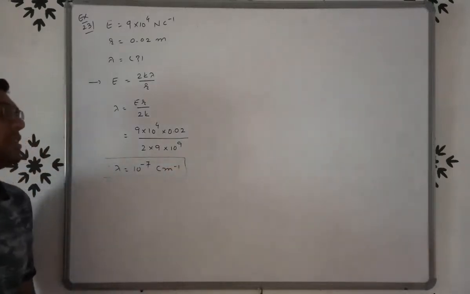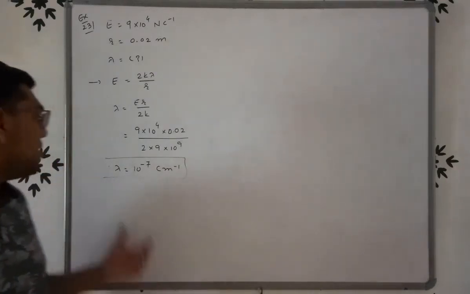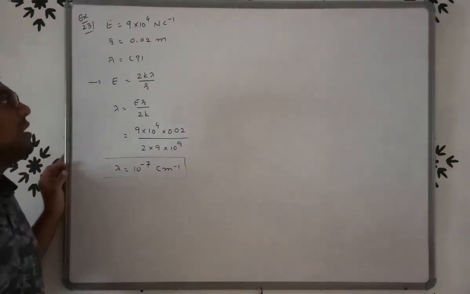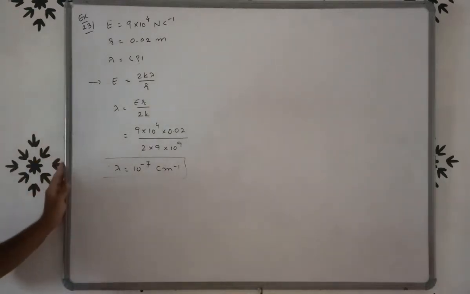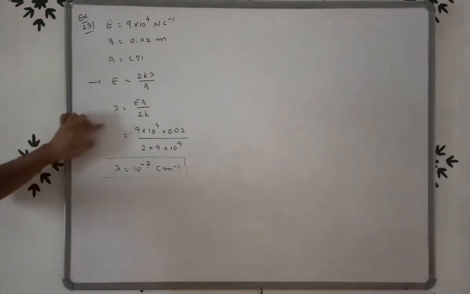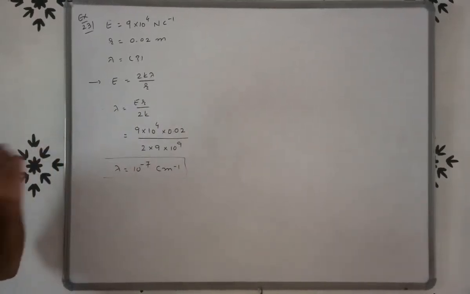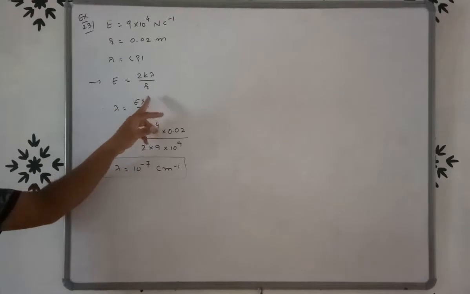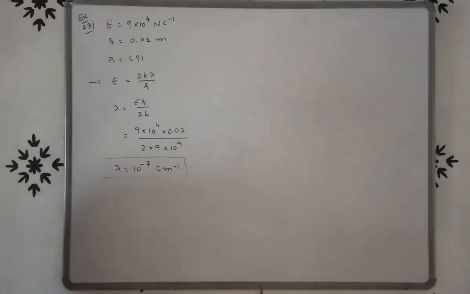So this is a very easy example. If we know the formula, then we can easily find the value of lambda, right? So we know the formula: E is equal to 2k lambda by R. So lambda is equal to ER upon 2k. Now as we put the value of electric field, distance R and k, we get lambda is equal to 10 raised to minus 7 coulomb meter inverse, right?